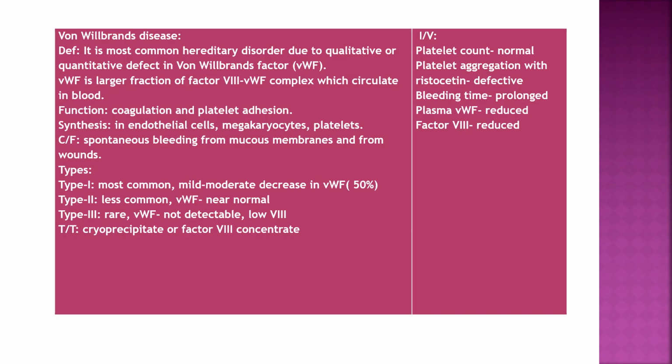So clinically in that disease, there is spontaneous bleeding from mucous membranes and from wounds. Types: type 1 is most common, mild to moderate decrease in von Willebrand factor, 50%. Type 2 is less common, so VWF is near normal. Type 3 is rare, so VWF is not detectable and factor 8 is low. In treatment, cryoprecipitate or factor 8 concentrate should be given.